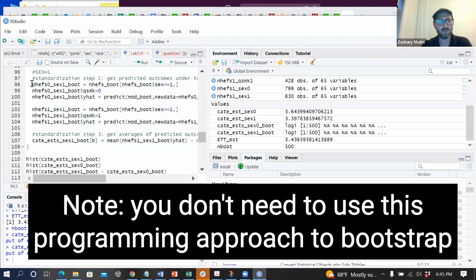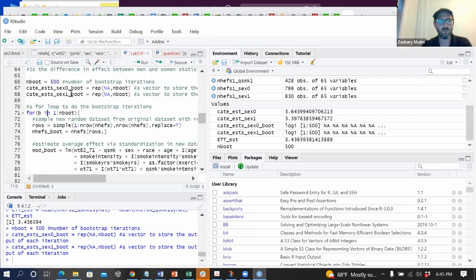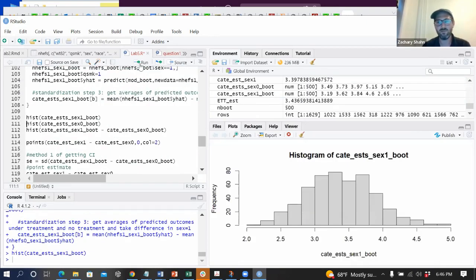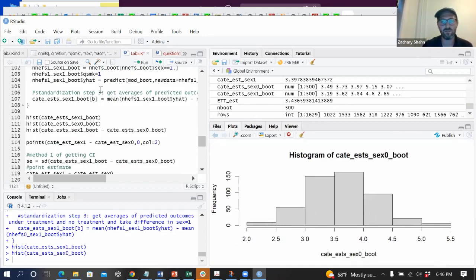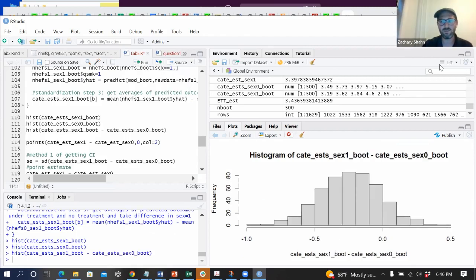And then we estimate the effect in women and store it in the vector. So I'll just run the for loop. Here's the histogram of the effect estimates in women and the histogram of the effect estimates in men. And here's the histogram of the differences in the effect estimates. You can see just from looking at this that it's not statistically significant, right? A pretty sizable proportion of the estimates are greater than 0 and also less than 0. There's not a lot of certainty about the sign of the difference of the effect in men and women.